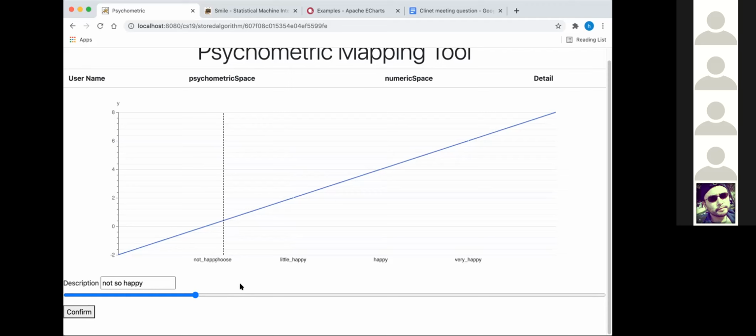Because this is one-dimensional, based on the K-mean, for not happy, what you need to do is calculate the average of all the values for not happy, right? 0 and 0.5 and 0.5. And calculate the average. That will be the location of not happy. Do you get it?